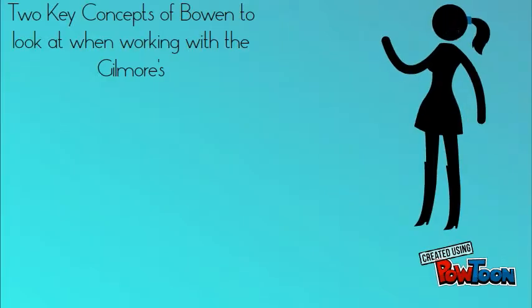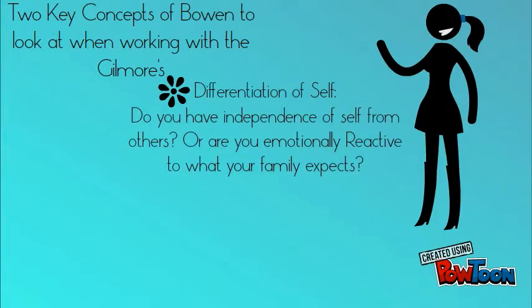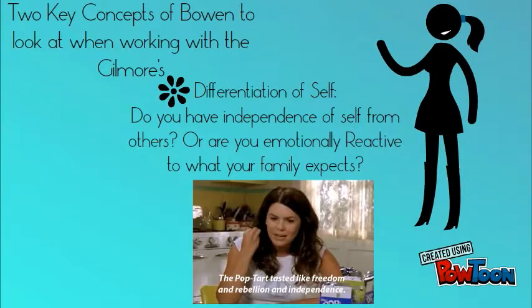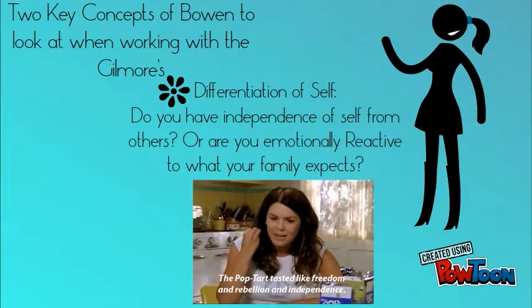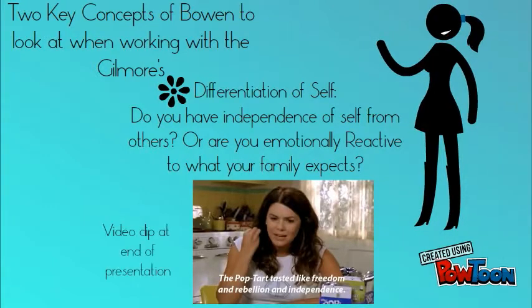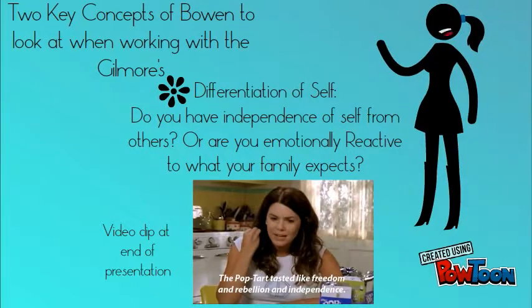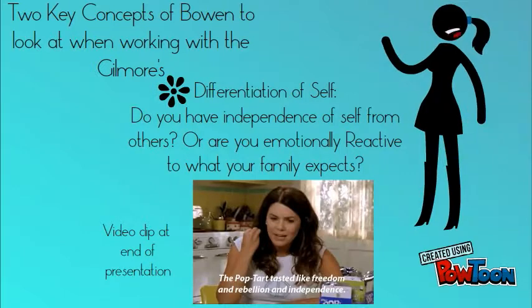Two key concepts of Bowen to look at when working with the Gilmores are differentiation of self, which asks, do you have independence of self from others, or are you emotionally reactive to what your family expects? In the video clip, you will see how Lorelai realizes she doesn't have differentiation of self.